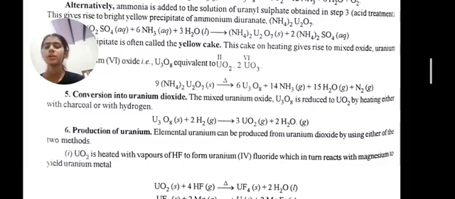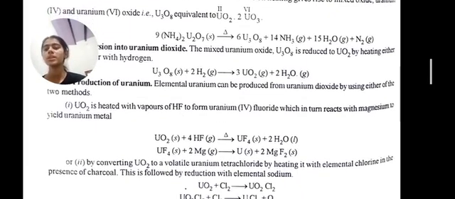Production of uranium. Elemental uranium can be produced from uranium dioxide by using either of two methods. The first method is UO2 is heated with vapors of HF to form uranium 4 fluoride, which in turn reacts with magnesium to yield uranium metal.